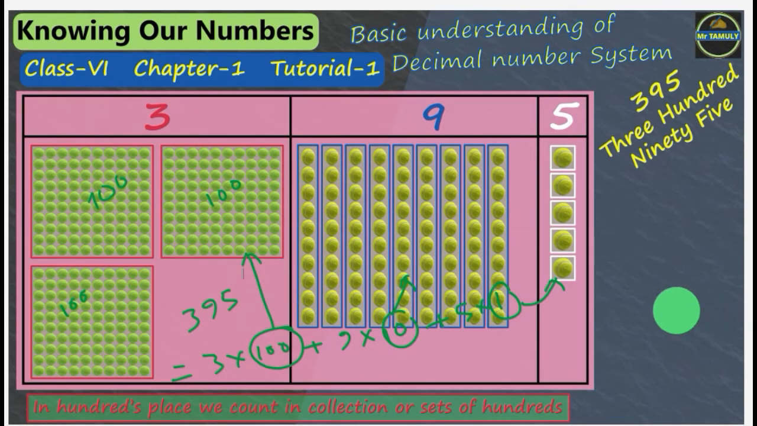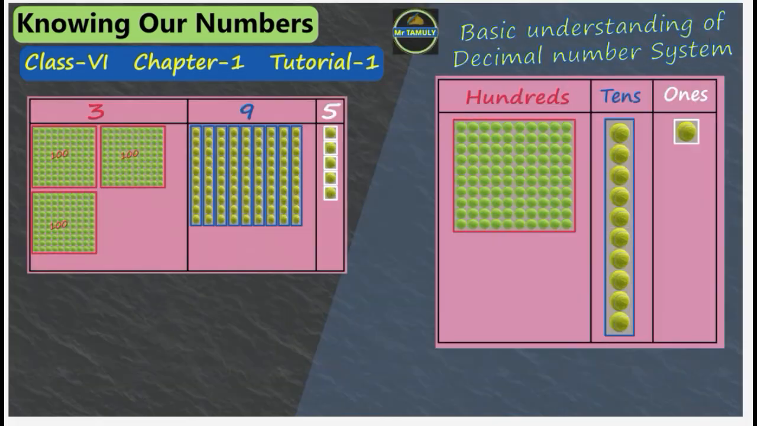So now we know the most basic concept about the decimal number system, which is in ones place we count in ones, in tens place we count in sets of tens, and in hundreds place we count in sets of hundreds. So next time you are given a 3-digit number, to expand it, that will not be difficult at all for you. So what you need to do is remember these tennis balls.